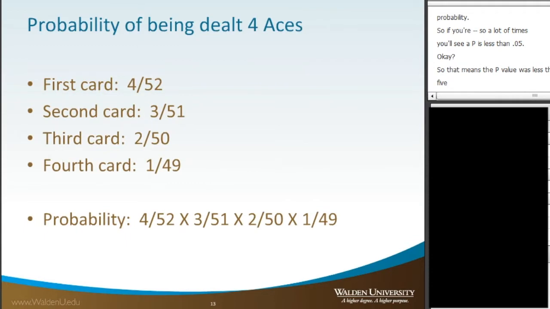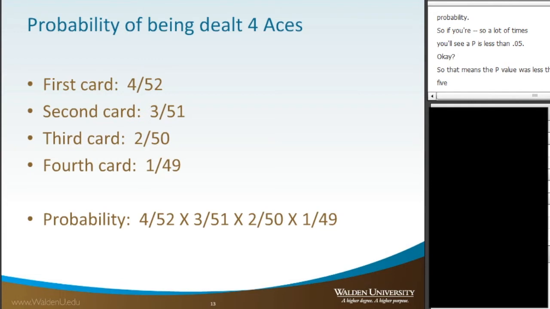Make it a little tougher. What is the probability of being dealt 4 aces? Okay, you have to use a little bit more concept here. The first card, there's 4 aces, so it's 4 out of 52. The second card, remember, one of the cards is already used up, so there's only 3 aces left and only 51 cards left. So the second card, it's 3 in 51. When you're dealt the third card, there's only 2 aces left and only 50 cards left. And with the fourth card, there's only 1 ace left and 49 cards left.